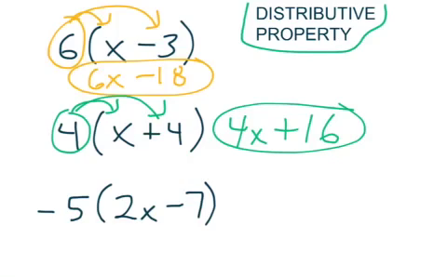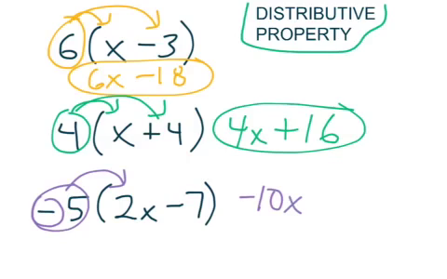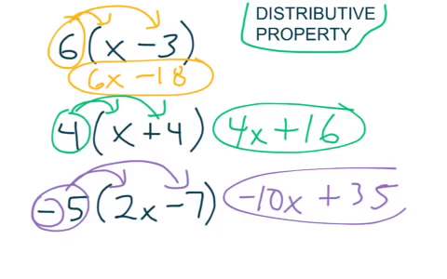Alright, let's see how you did on the last one. Notice there's a negative in front of the 5. We can't ignore the negative in our integer rules. So negative 5 times 2x is negative 10x. And negative 5 times negative 7 is plus 35. Again, that's all there is to it, guys. So pause the video, take notes, make sure you understand the distributive property.